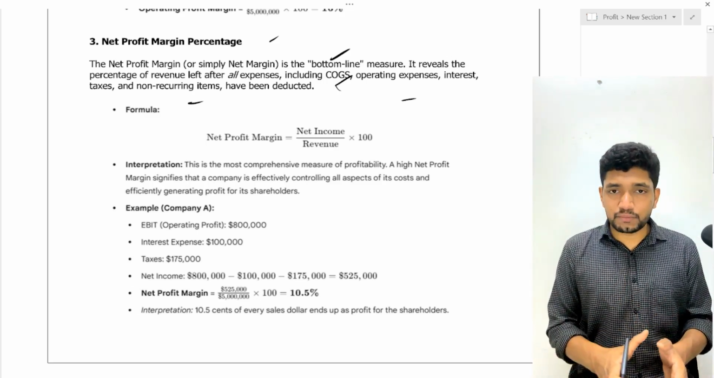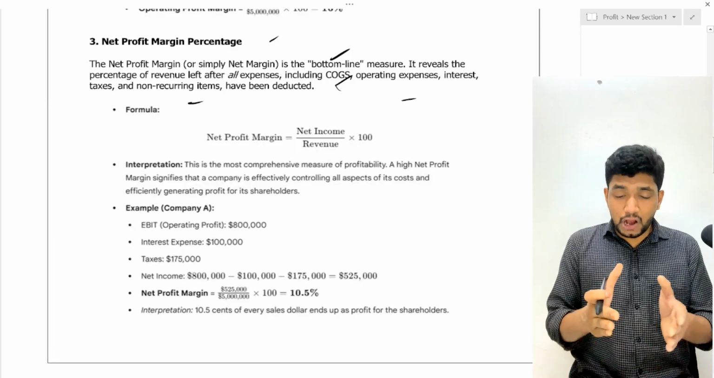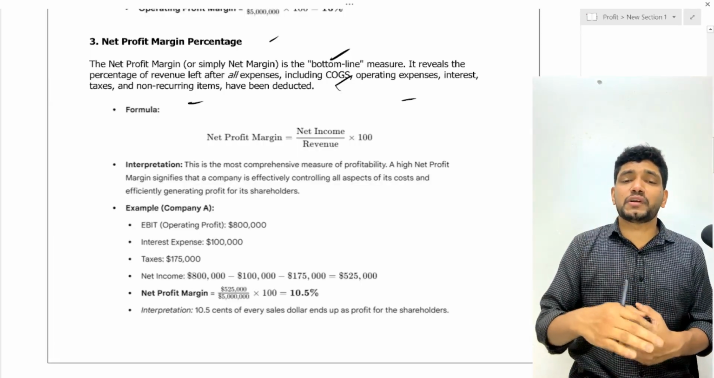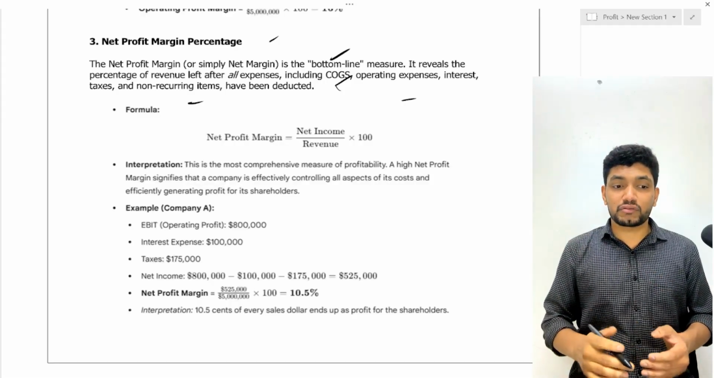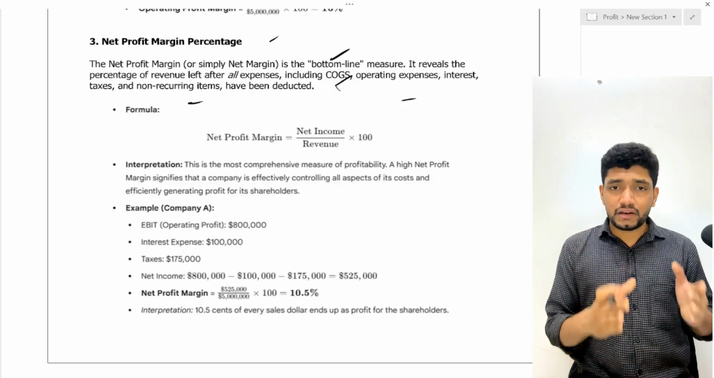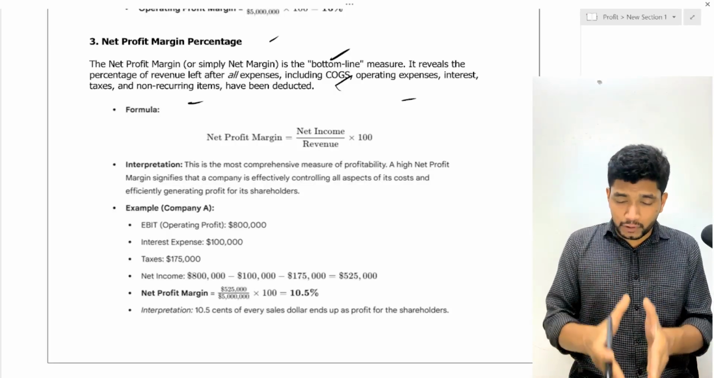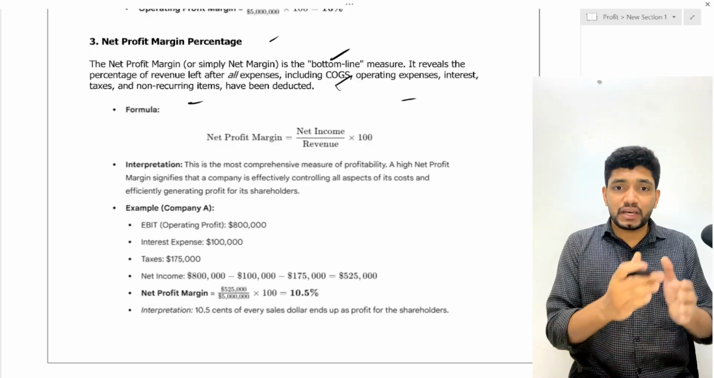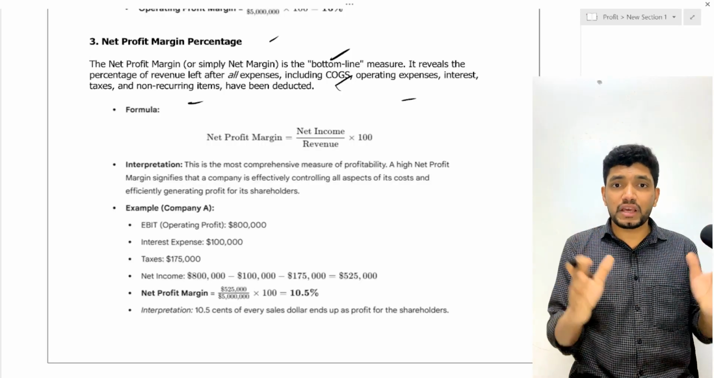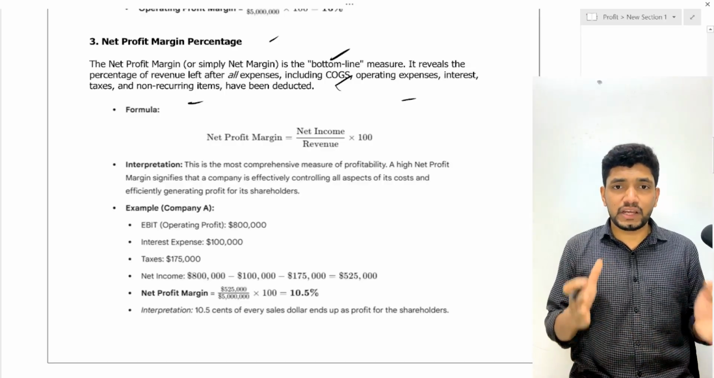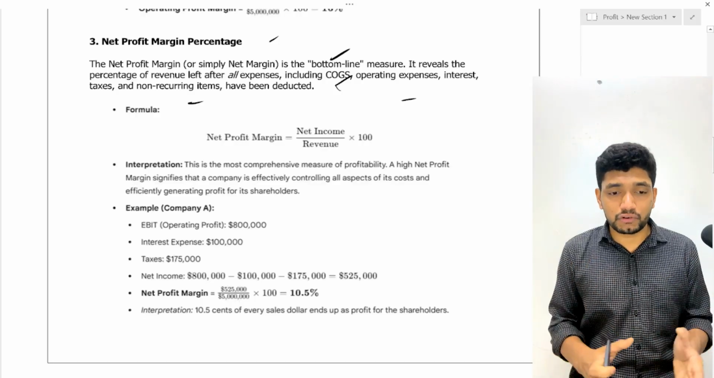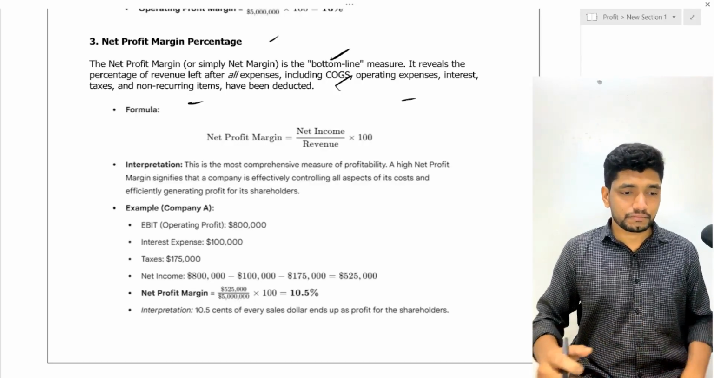Again, net profit margin is measuring how effectively the company is managing all these expenses, including the cost of goods sold, operating expenses, and other administration expenses. Everything is covered in the net profit, and that net profit we compare with the sales to see what percentage of sales the company retains as its net profit, which can be distributed to the shareholders.